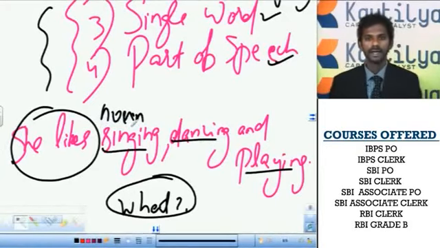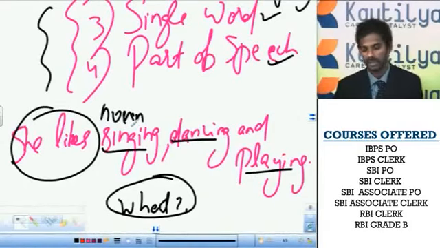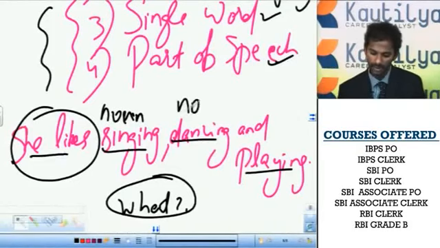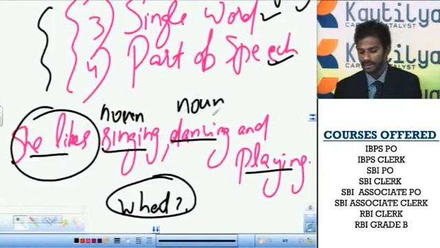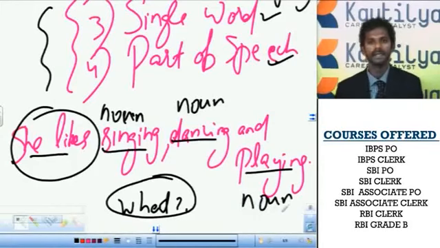If the first idea is a noun, all the other ideas must also be nouns. Come to the second idea, dancing. What she likes, dancing. So we are getting the answer to the question what as dancing, so dancing also becomes a noun. Third idea is playing. What she likes, playing. So playing also becomes a noun here. Clear?